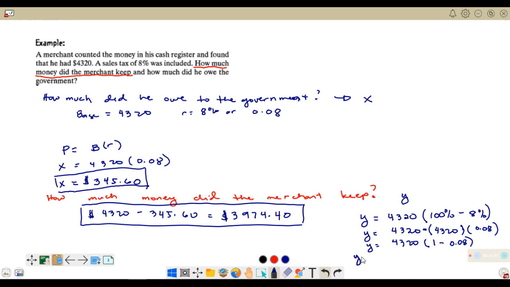So, we have here y is equal to 4,320 times 92% or 0.92, giving us the value 4,320 times 0.92. So, we have the same value, 3,974.40. Okay? Parehas lang ilalabas dyan. Mas simple lang yung approach dito. But, if you want to solve for how much money did the merchant keep, yung unang problem, first, then, you can opt with this solution. Apply nyo lang yung natutunan natin in the previous example.